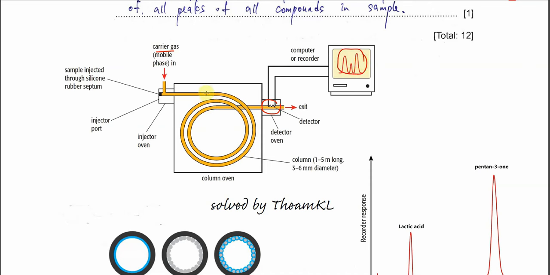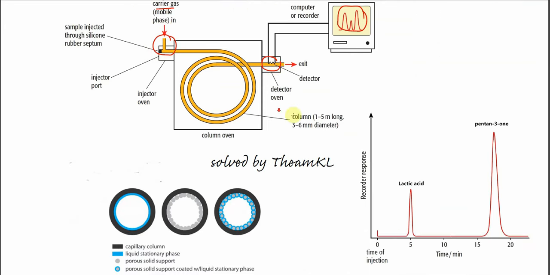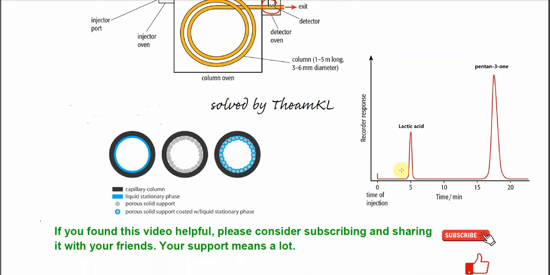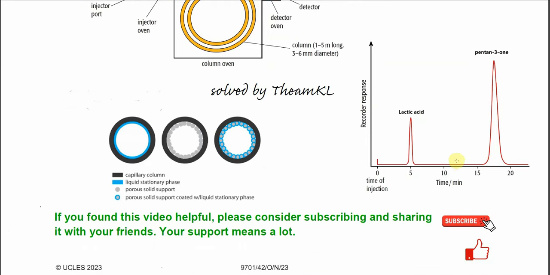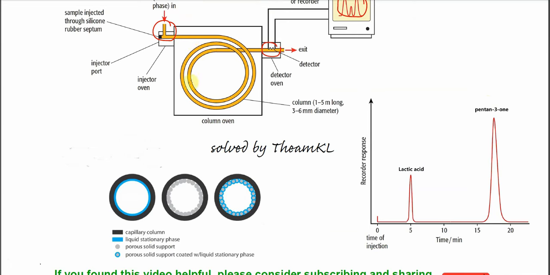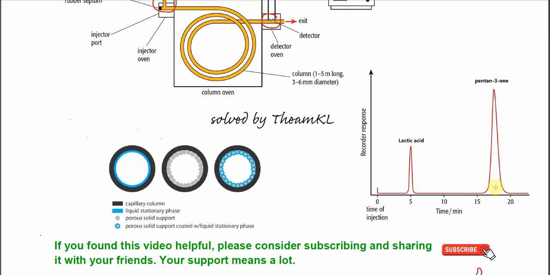And therefore, the retention time is the time taken from the sample being injected here until it is detected. So this we call retention time, which is something like this. This is in more detail how it looks. Because in the question, it says that the pentanone has a longer retention time, so it can stay longer in this column, and eventually it will elute later.